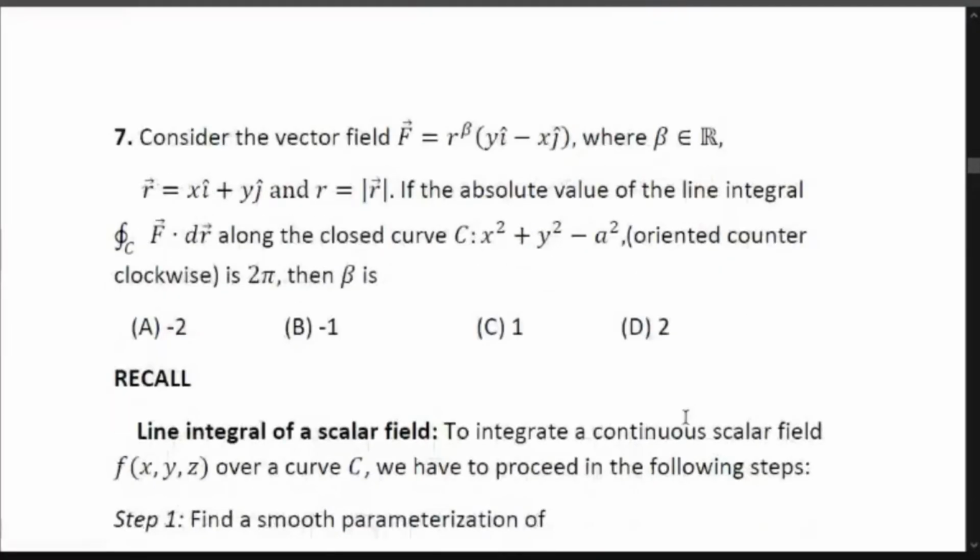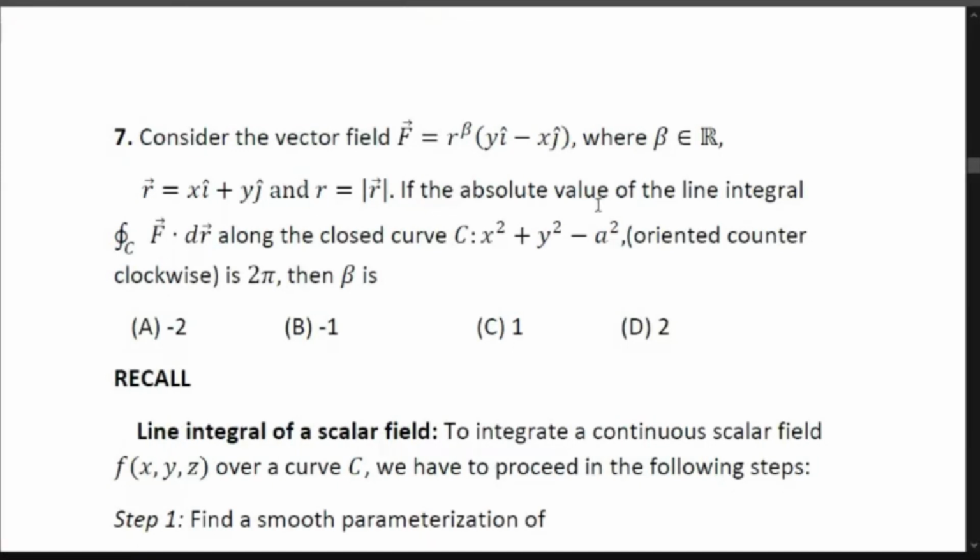Okay. So this is the next question. Consider the vector field F equal to r raised to beta times (yi minus xj), where beta is a real number and r is the vector xi plus yj, and simply r denotes the modulus of r, the magnitude of the vector r.